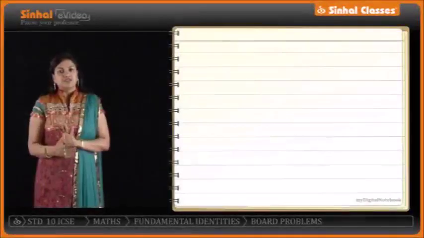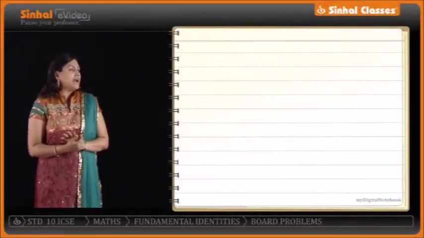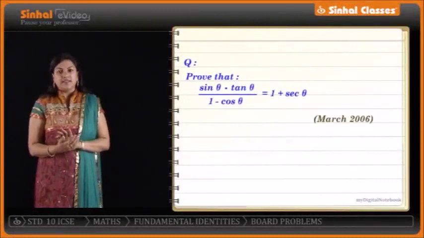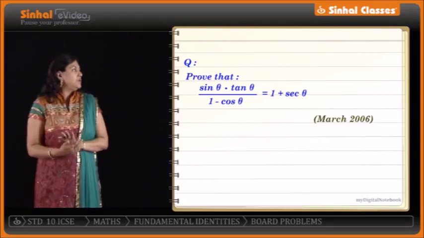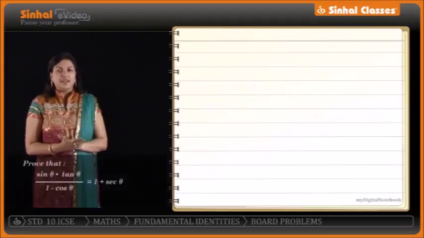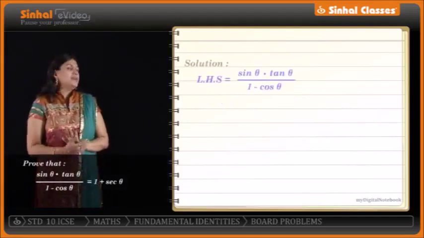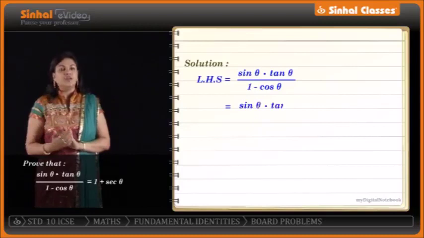Next problem, which is the March 2006 board question. Prove that sin theta into tan theta upon 1 minus cos theta equals 1 plus sec theta. Now we start with LHS. We write it as sin theta into tan theta into 1 upon 1 minus cos theta.